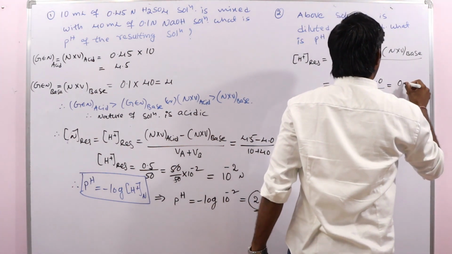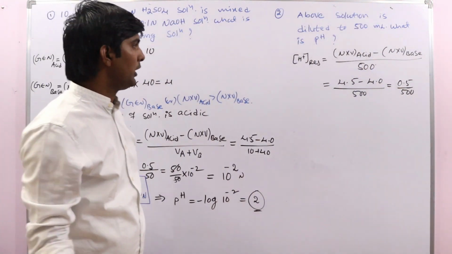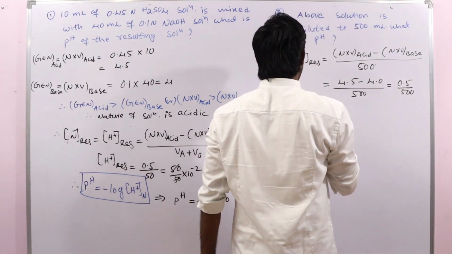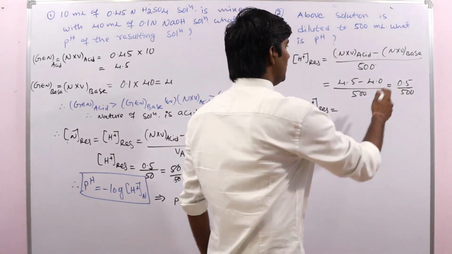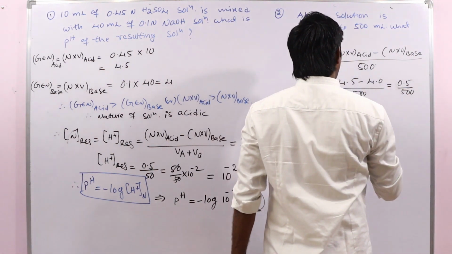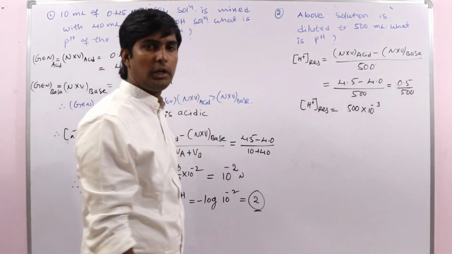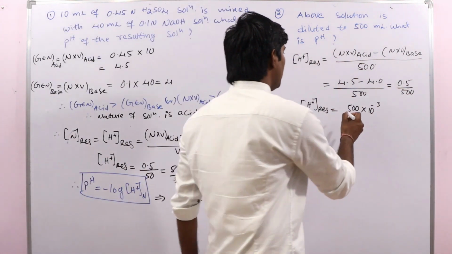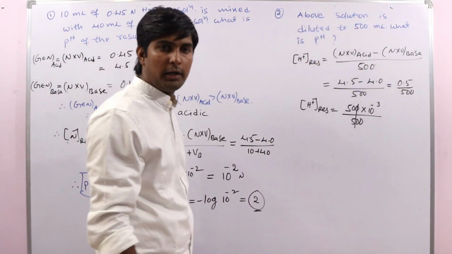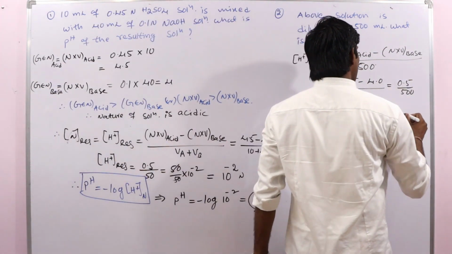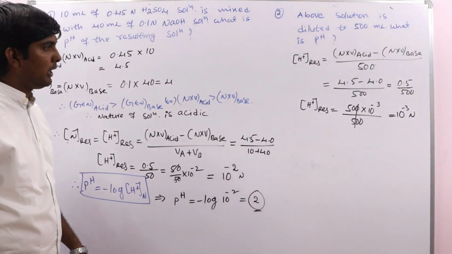Okay, 0.5 by 500. How can we write this one? This we can write: H plus ion concentration in the resulting solution is equal to 500 into 10 power minus 3 by 500. 500 will get cancelled. So here we have the H plus ion concentration in the resultant solution equal to 10 power minus 3 normal.